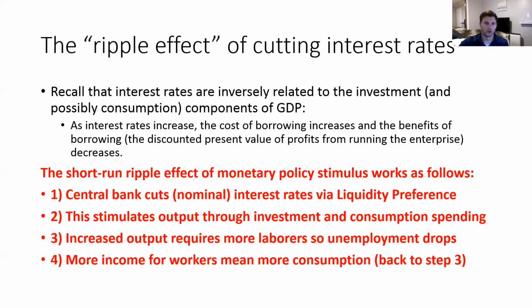As these folks are working, they're earning more income, which means they can afford to consume more. So again, we go back to step 3 here, but there's a smaller tail of the ripple now, where the increased income for workers leads to more consumption, which leads to more output, which leads to the hiring of more workers, which reduces unemployment. And again, we can think about this ripple effect feeding itself smaller and smaller as the ripple dies out from the short-run interest rate cuts.